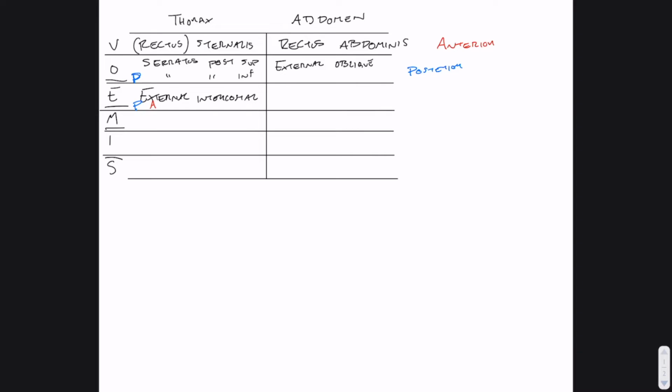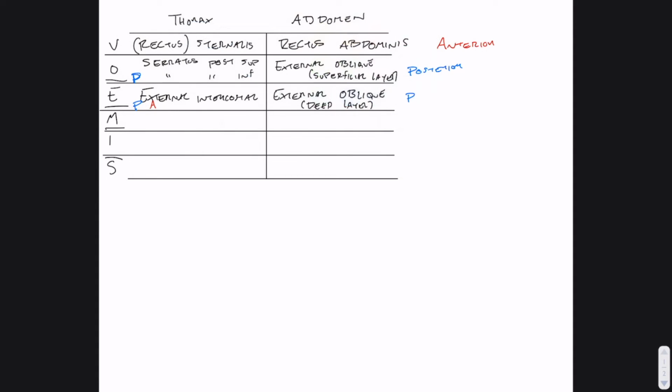For our external layer in the abdomen, we have another external oblique. So since we have two external oblique layers, this one's going to be called the superficial layer. This one is called the deep. Again, that external oblique is going to be posterior, supplied posteriorly as well.